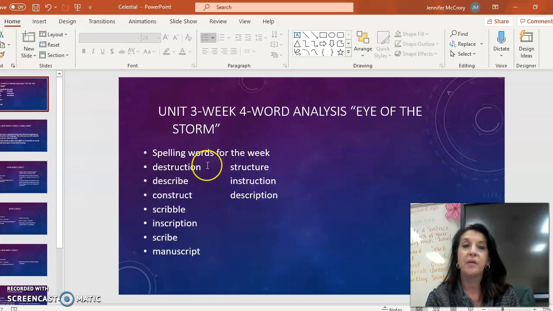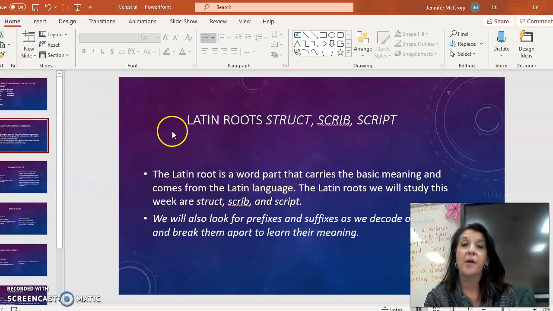Our spelling words for this week, remember, are destruction, describe, construct, scribble, inscription, scribe, manuscript, structure, instruction, and description. Now, we have been working so far this week with our Latin roots, and remember that these are word parts that carry just a basic meaning. They come from our Latin language. We are talking about struct, scribe, and script.